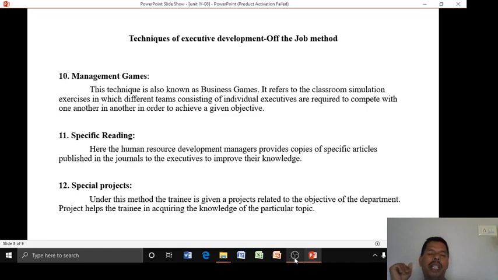Then specific reading. Here the human resource development managers provide copies of specific articles published in journals to the executives to improve their knowledge.